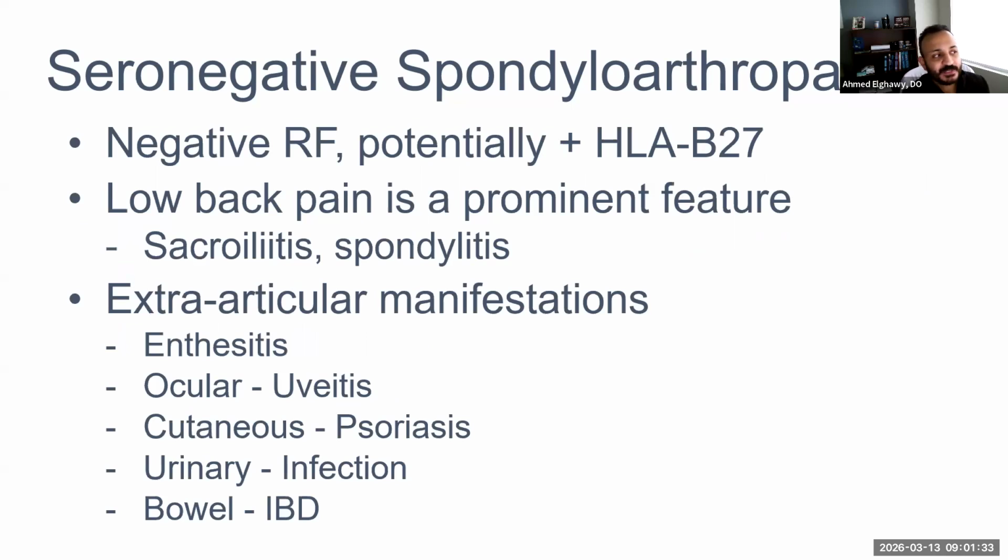Low back pain appears to be the prominent feature in this disease. That's where the spondyloarthropathies portion comes from. They can develop sacroiliitis. They typically develop more lumbar involvement, but technically can develop it anywhere along their spine. And then in terms of the extra-articular manifestations, they can develop enthesitis, where the enthesis is where the tendon attaches to the bone. That site specifically, you can have a lot of inflammation.